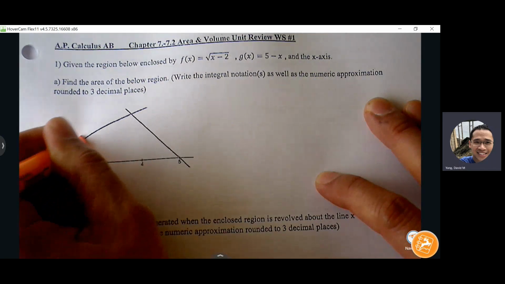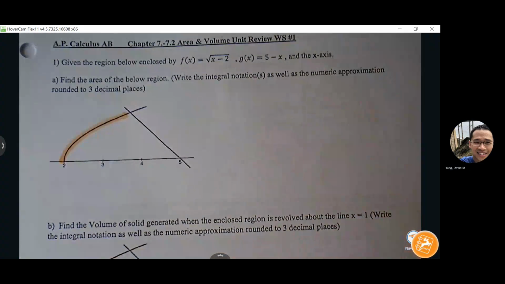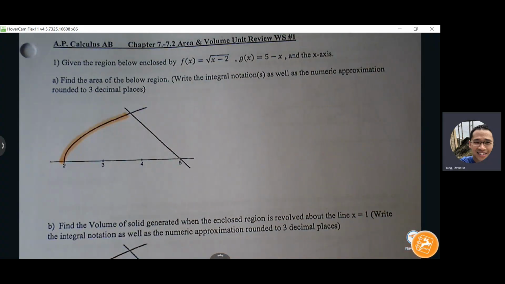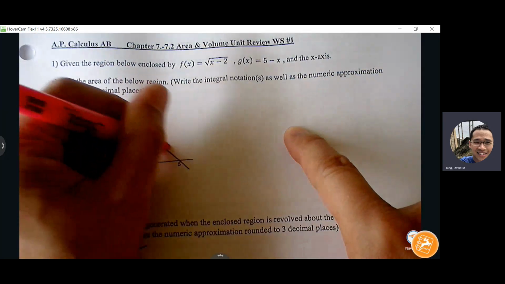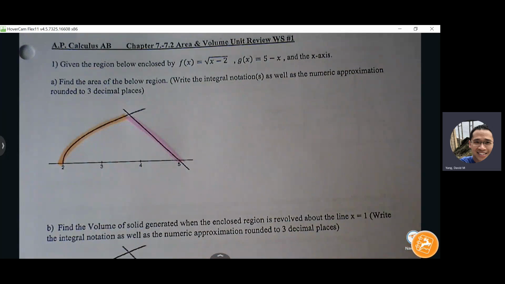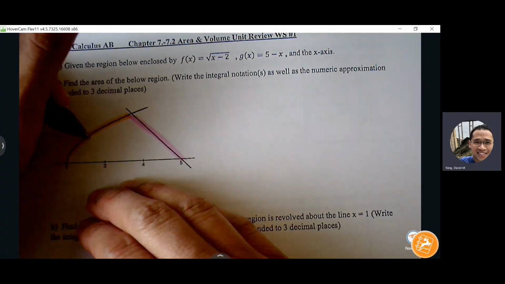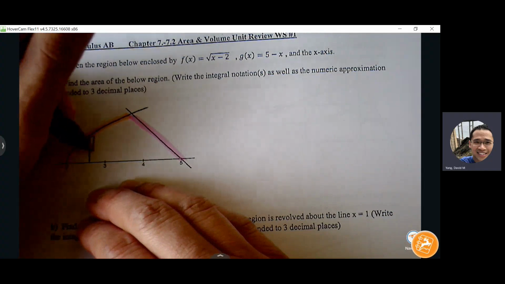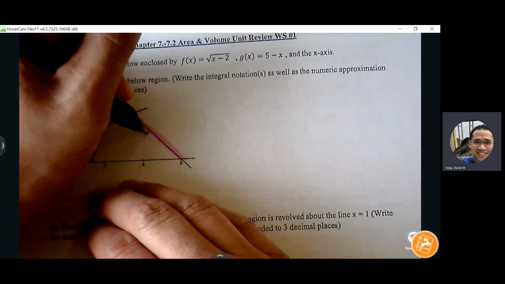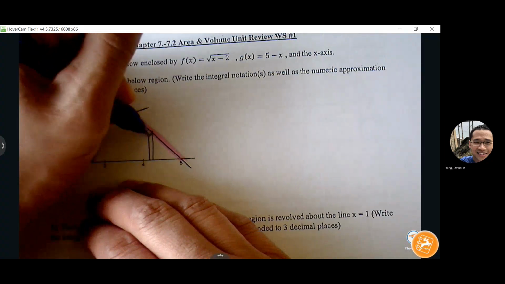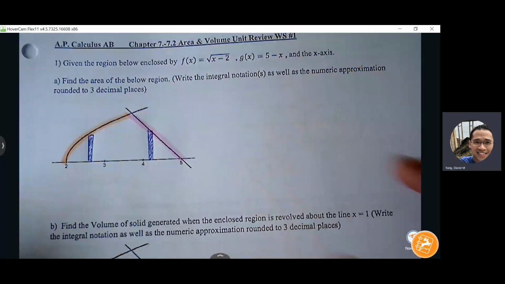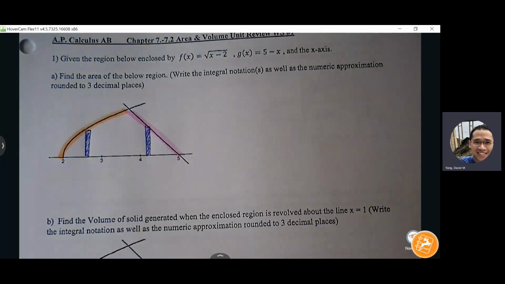We have one region that has a top graph of the square root, and another region where the top graph is the line. If I were to draw different rectangles in different regions, they're going to hit a different top graph. So what does that mean? I need how many area formulas? Two. I need two top minus bottom because I don't have a consistent top graph all the way through. So I need two formulas.